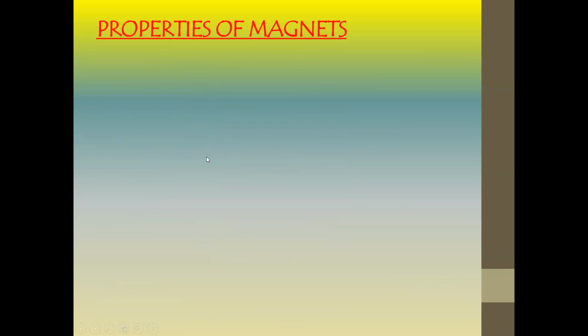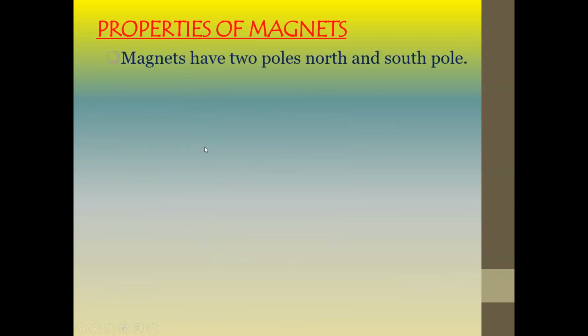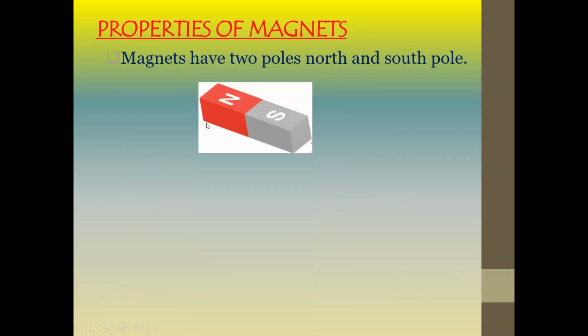So what are the properties of a magnet? Whenever we have a magnet, it always has two poles. Whenever you have any kind of magnet, there are always two poles. For example, this is a bar magnet. One is the north pole, another one is the south pole. What is the meaning of the poles? Poles mean the region where the magnetic field is much stronger than any other part.